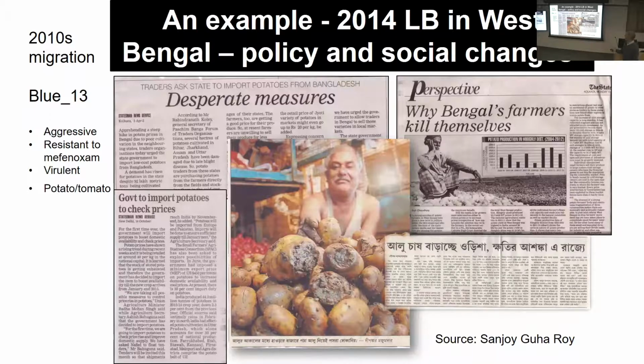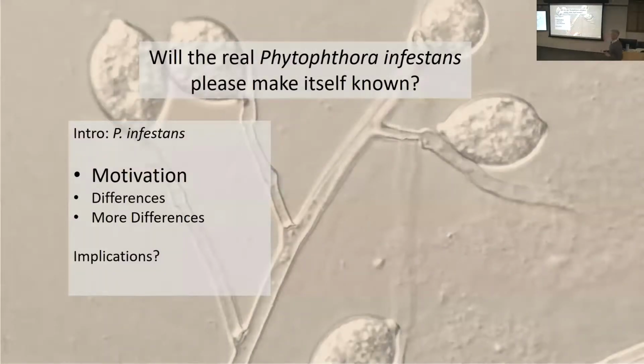Blue 13 was very aggressive. It was resistant to a dominant fungicide, mefenoxam or Ridomil. It was highly virulent, and it infected both potatoes and tomatoes. So just 3 examples that late blight is still a real important problem.